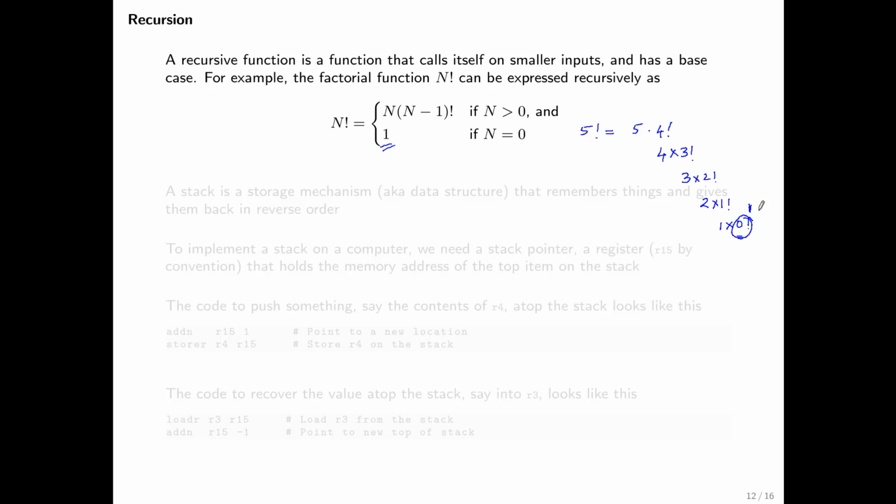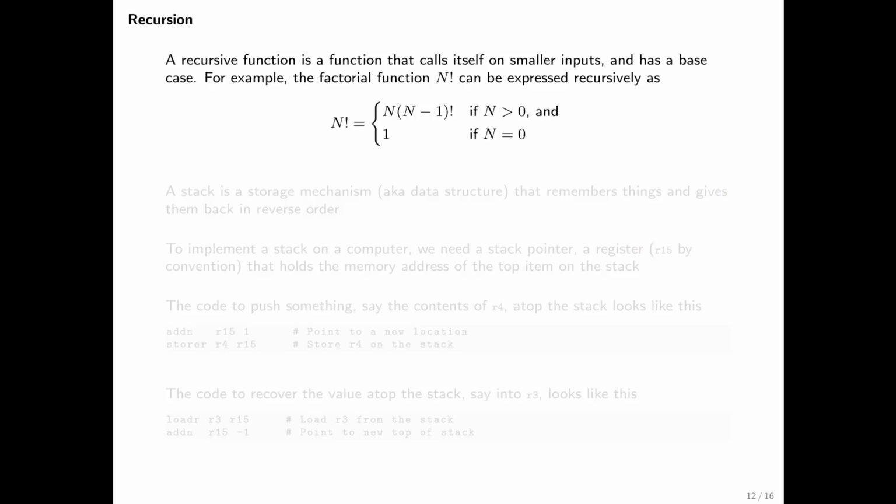Now, since 1 times 1 is 1, this whole thing now is a 1. And 2 times 1 is a 2, so this whole thing is a 2. And 3 times 2 is a 6, so this whole thing is a 6. Now 4 times 6 is a 24, so this whole thing is a 24. And then 5 times 24 is 120, so 5 factorial is basically 120. Okay? Alright, so that's how recursion works.